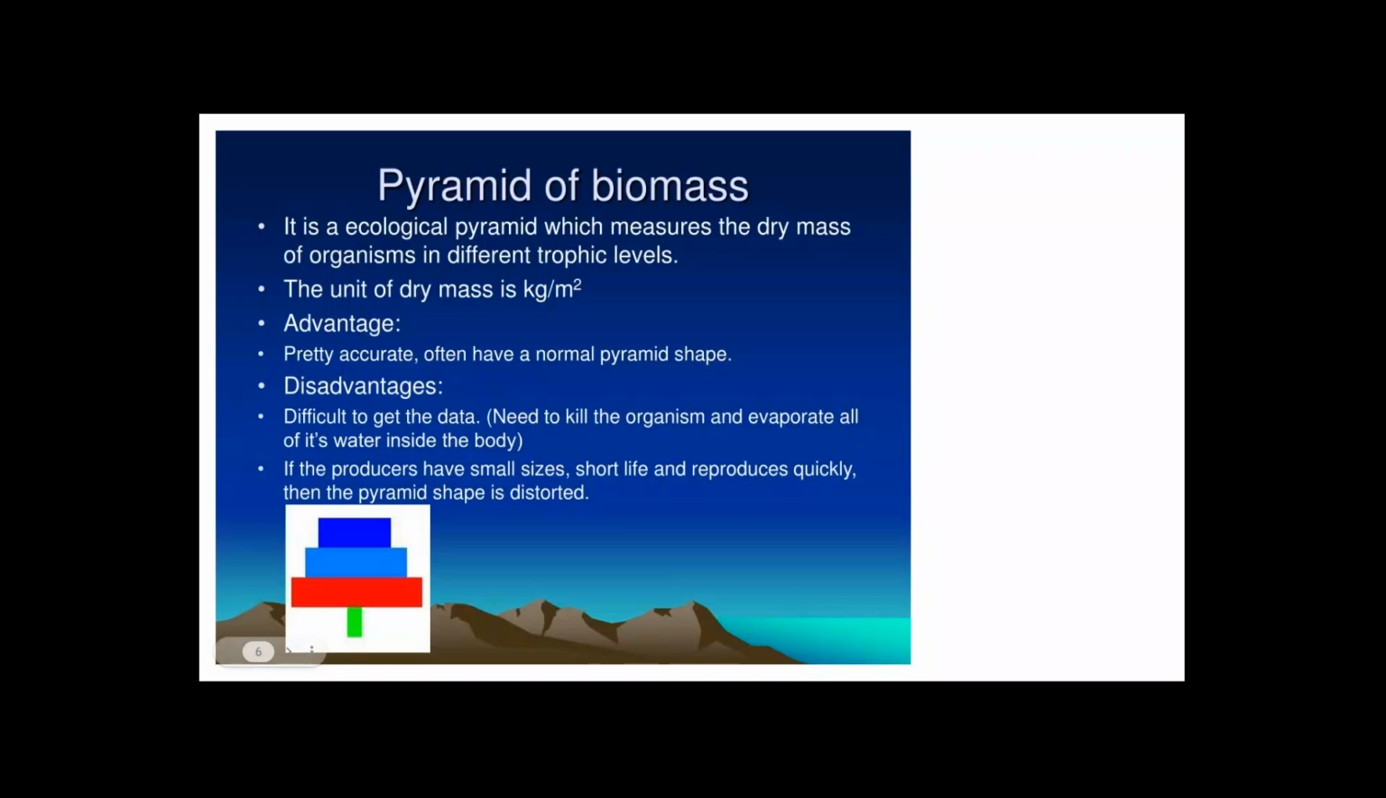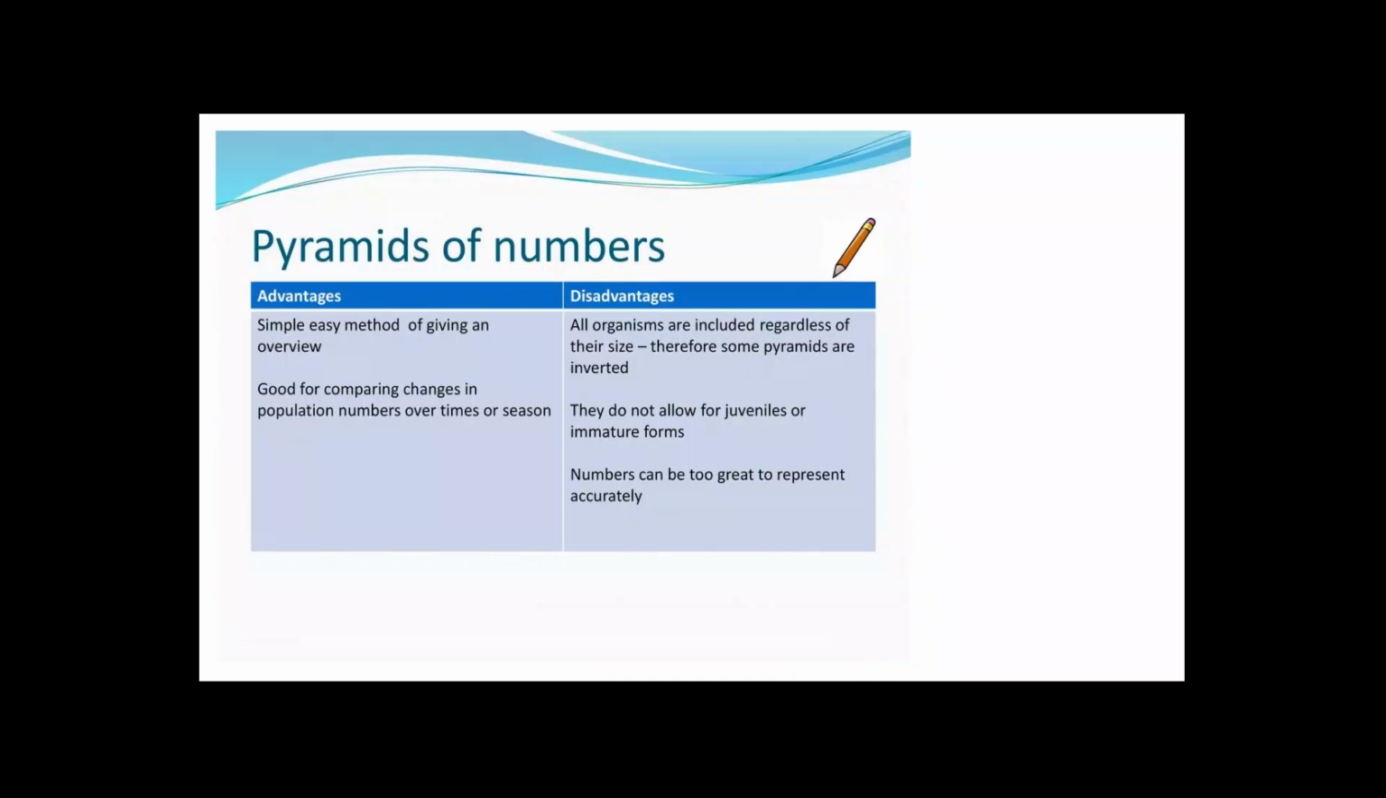So disadvantages: it is difficult to get data. Again, you need to kill the organisms and evaporate all the water inside of its body to get the dry mass. And if the producers have a small size and short life and reproduce quickly, then the pyramid shape can be inverted at a certain level.